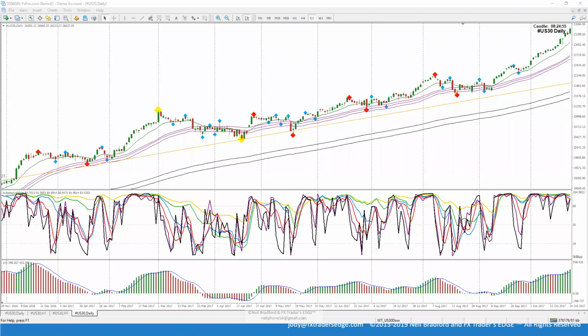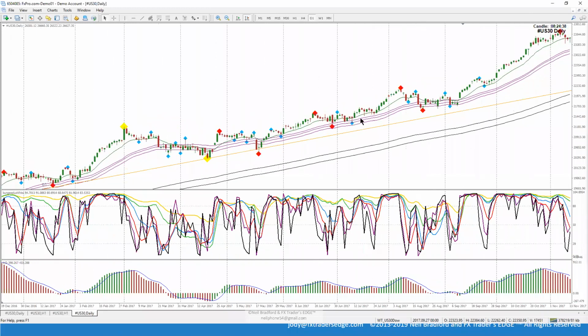So breakout threes, we know what breakout threes are. We know how they work. This bungee is telling you whether they're likely to succeed or not. It's a confirmation. And I love it. Absolutely love it. Look at these. Breakout three, breakout three, breakout three. Yeah.